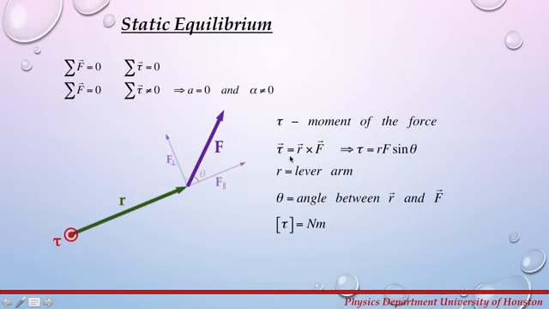By definition, torque is a cross product of R and F. Or if we look at the magnitude of the torque, torque is equal to R times F times sine theta, where R is the lever arm. It is the distance from the axis of rotation to the point where the force is applied, and the angle theta is the angle between the lever arm and the force. Units for torque are Newton meters.